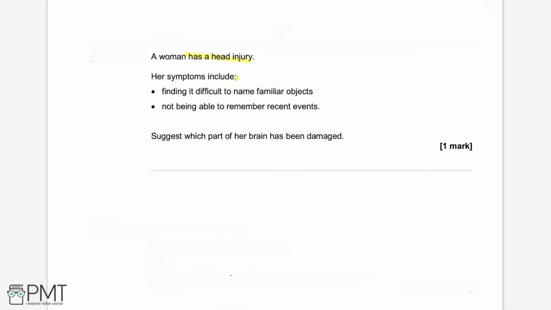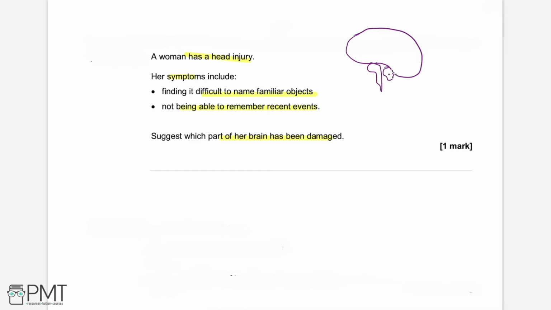A woman has a head injury. Her symptoms include finding it difficult to name familiar objects and not being able to remember recent events. Suggest which part of her brain has been damaged. Well, before we can identify which part has been damaged, we need to see what has changed. Since she cannot name familiar objects and is unable to remember recent events, we can infer that it has damaged her memory and her verbal reasoning skills. Thus, the part of the brain which controls these functions will be impaired.